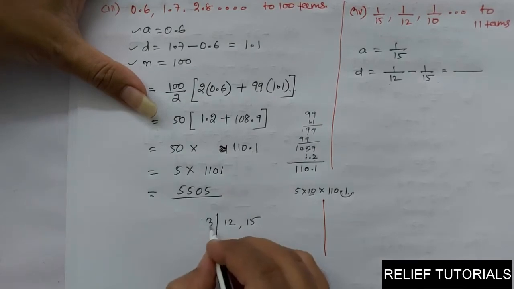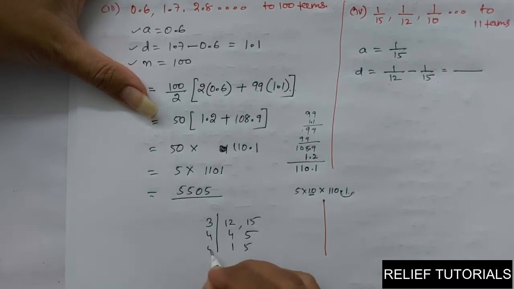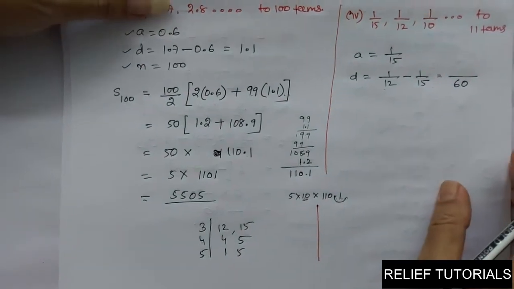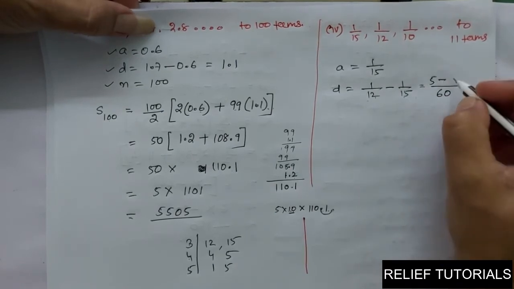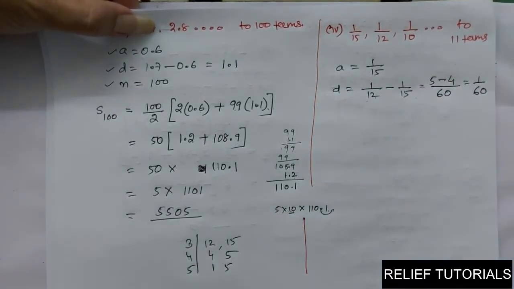So you will do 3. 3 fours are 12, 3 fives are 15. Now 4, 1 and 5. Now 5. So 3 fours... 5 fours are 20, 20 into 3 is 60. So the LCM here is 60. Clear? 12 times 5 is 60, so I will write 5. 15 times 4 is 60, so that is 4. So that is equal to 1 upon 60, which is the difference.